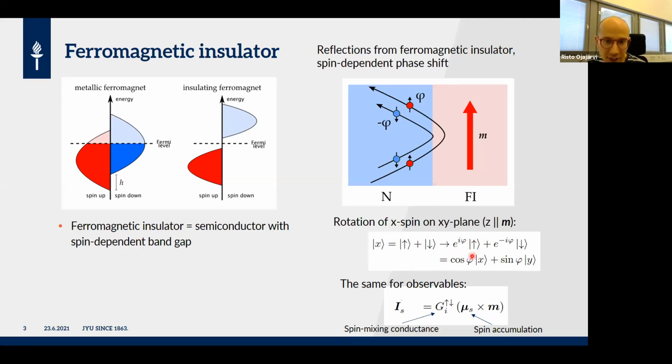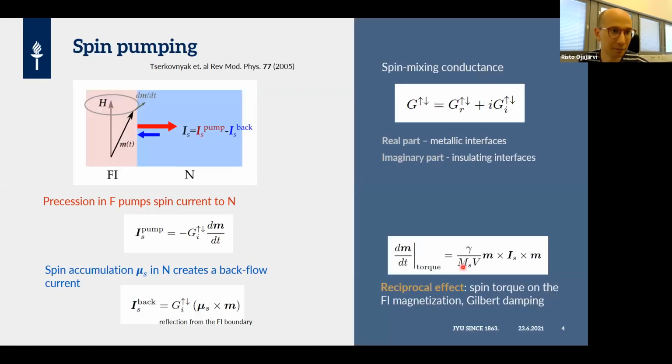Now this was just for a single electron. We can consider observables. So we want to write a classical boundary condition, and this can be written like this: spin current equals some conductance times spin accumulation, where this M is the magnetization direction in the ferromagnet, and this is basically the rotation axis. For a ferromagnetic insulator, this is only the imaginary part of the spin mixing conductance. I will clarify what I mean by this in a second.